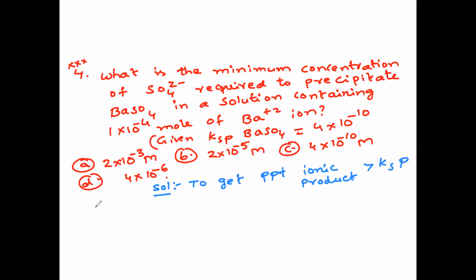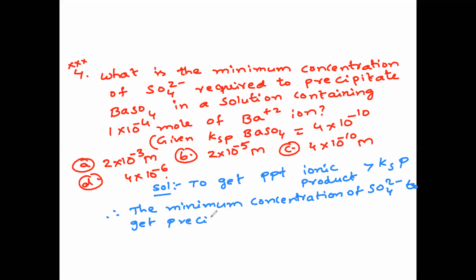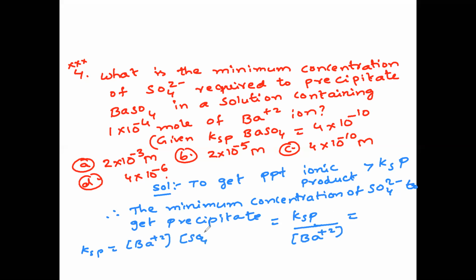Therefore, the minimum concentration of sulfate ions to get precipitate is equal to Ksp divided by the concentration of barium 2+ ions, because Ksp of barium sulfate is equal to the concentration of barium 2+ ions into the concentration of sulfate 2- ions. So the minimum concentration is equal to Ksp by barium 2+ ions.